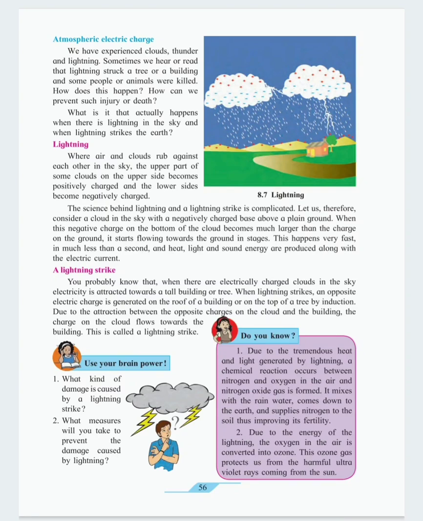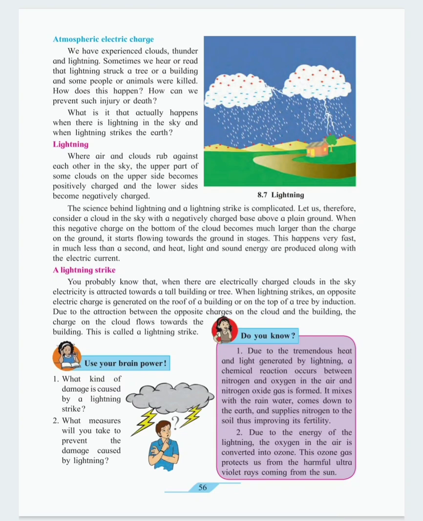Let's understand a lightning strike now. It's on textbook page number 56. Sometimes you must have seen zigzag rays like lightning during night time. Most of the time during night or evening, you must have seen zigzag light rays. Yes, that is because of thundering. The lightning strikes take place. What happens exactly in this?